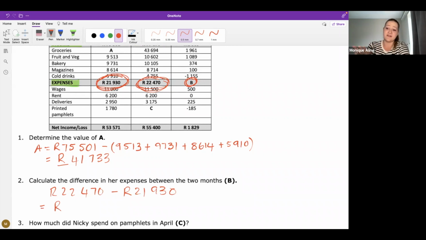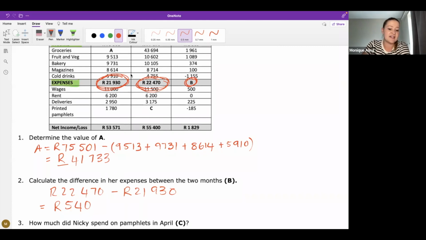Okay, they asked for the difference. So if you weren't sure what was happening in the table, the word difference could have also given you a clue. Difference means minus. Okay, and that gives you an answer of 540 rand. Okay, but it looks like you guys are really understanding this. Well done.